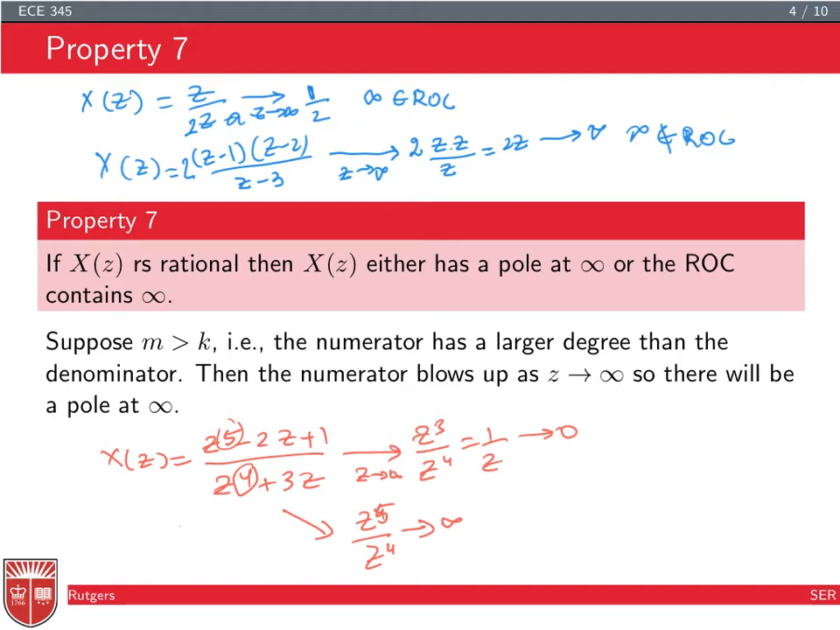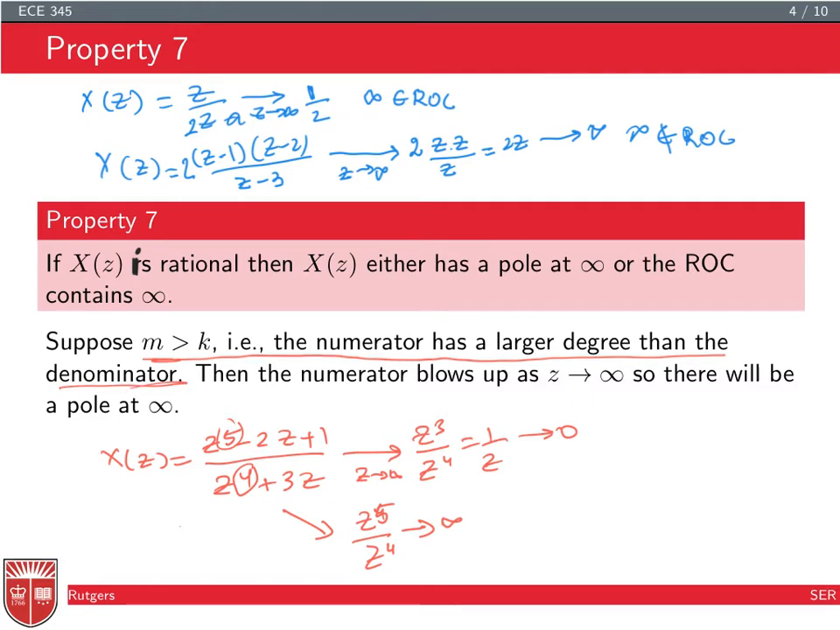So this is basically what this property says. It says that if X(z) is rational, so here there is a typo, let me fix it. So this is rational. Then X(z) either has a pole at infinity or the ROC contains infinity, and it's easy to check. All you have to do is just do the limit, and maybe an easier way to check is to check the degree of the numerator versus the degree of the denominator.